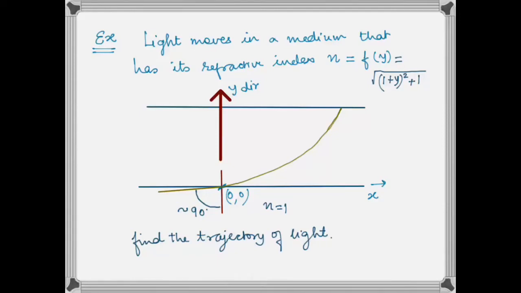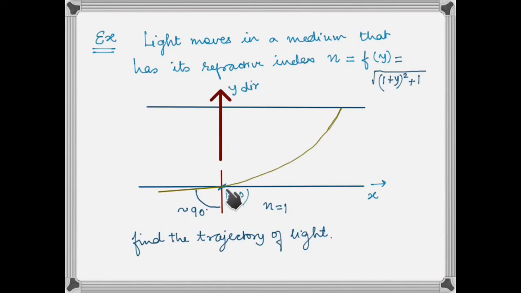So I'm taking one example here. In this example, light moves in a medium that has its refractive index n. It's given by this relation. And refractive index is continuously changing with y. Suppose a light ray enters into this medium almost grazingly, it's grazing incidence, almost making 90 degrees with the normal. And suppose the medium here is air having refractive index almost equal to 1.